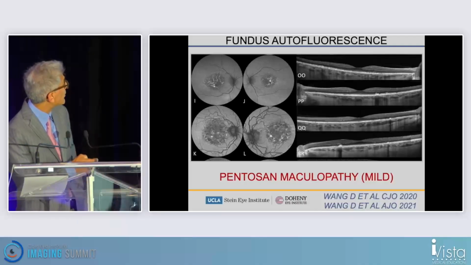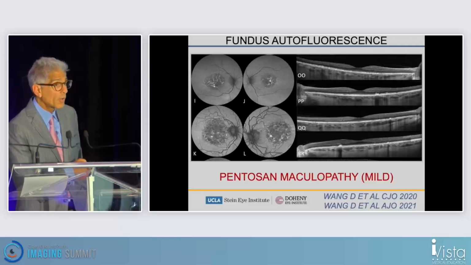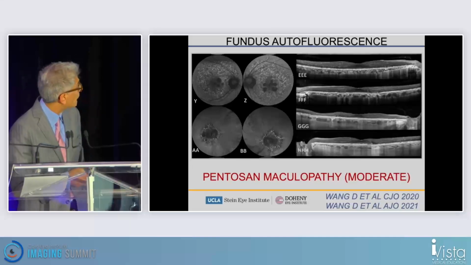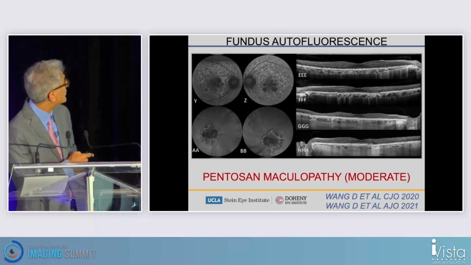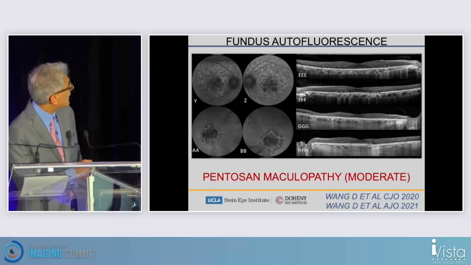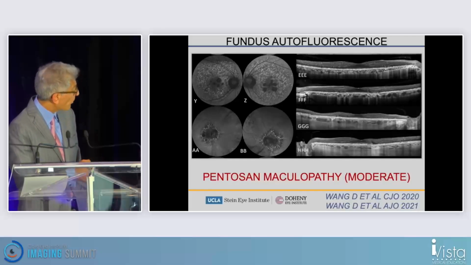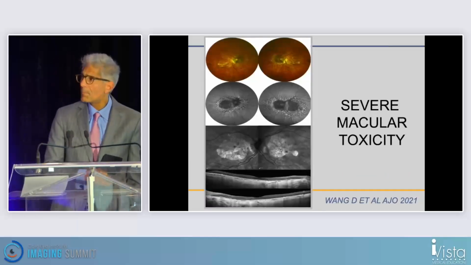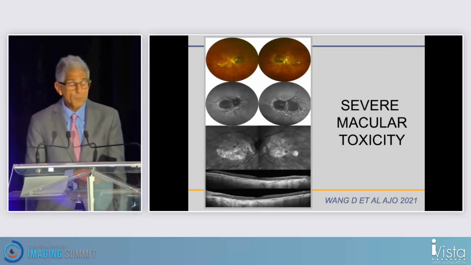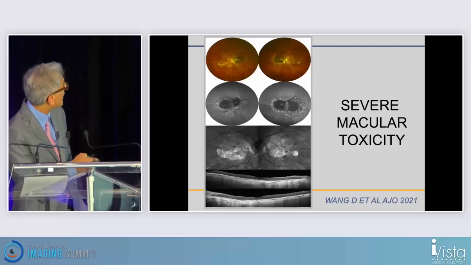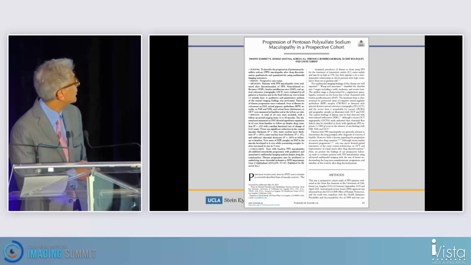This is a patient with mild disease, and you can see the classic speckled changes on autofluorescence centered symmetrically around the fovea. In patients with moderate disease, you can see areas of atrophy and C-RORA, or complete RPE and outer retinal atrophy, on the corresponding OCT, corresponding to these areas of hypoautofluorescence. And more rarely, in the patients who get up to the 3,000 cumulative dosage, you'll see central geographic atrophy and central C-RORA. And this correlates with the cumulative dosage.